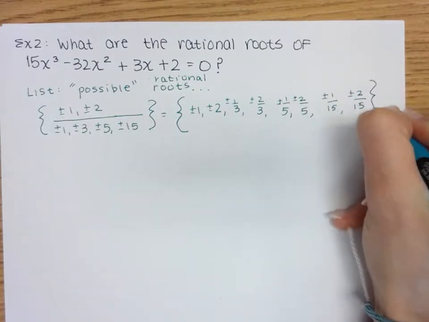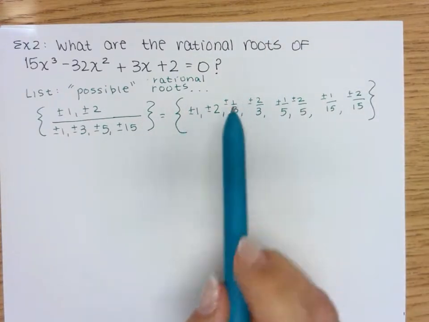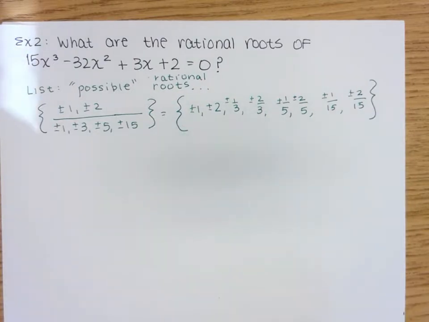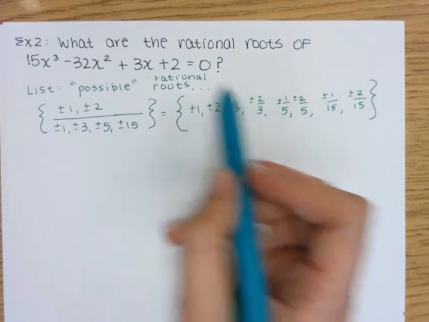So again, instead of having infinite possibilities, I have a finite list. How many are on my list? 1, 2, 3, 4, 5, 6, 7, 8, 16. I have 16 numbers on my list. I want to try to see what would work.